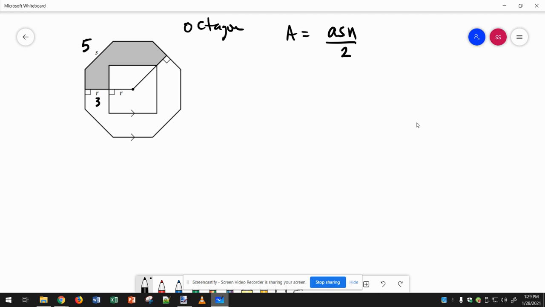Problem, there's a couple different ways of thinking of it, and it gets quite complicated. I'm going to try to show you the easiest way, I think. So the first thing is, since we know the apothem, S, and N, we're just going to find the area of the entire octagon.